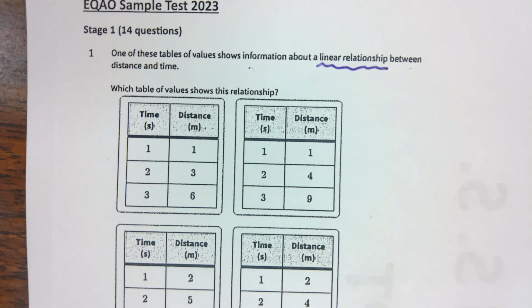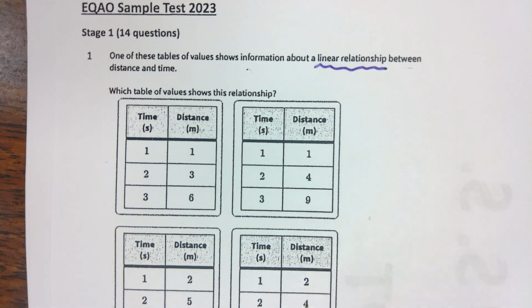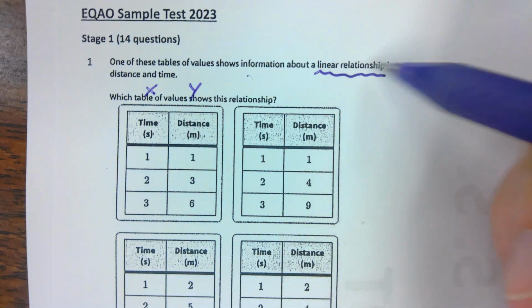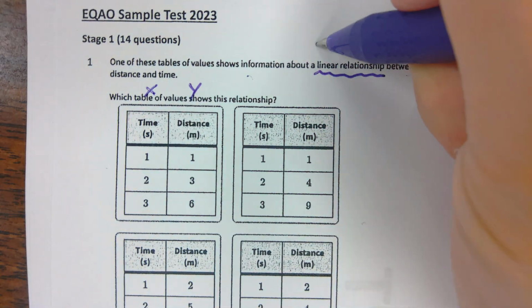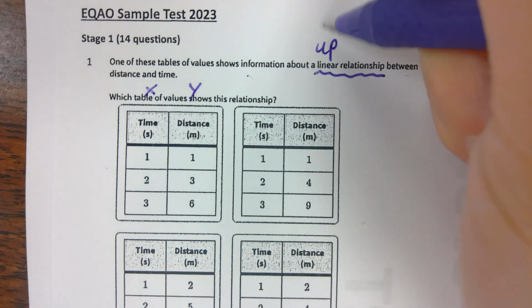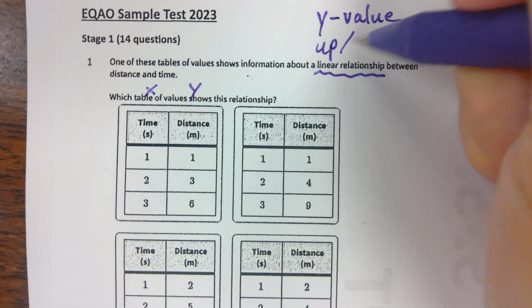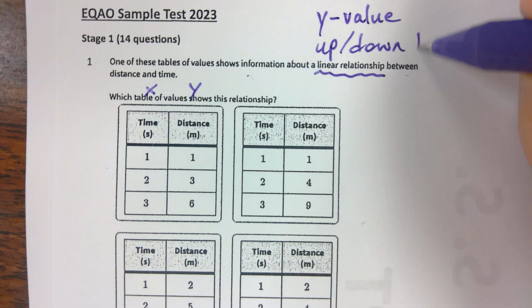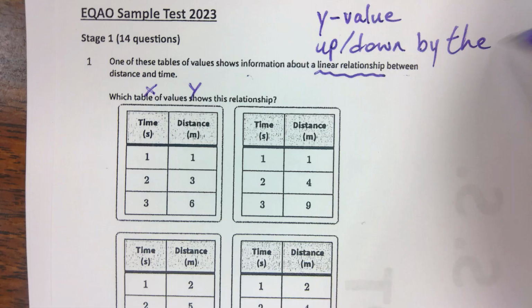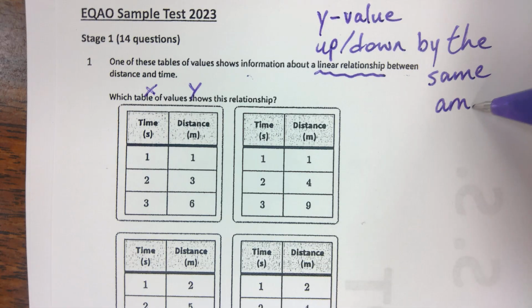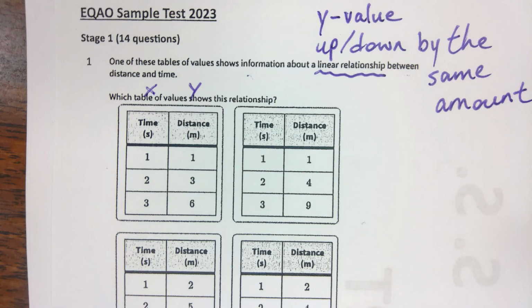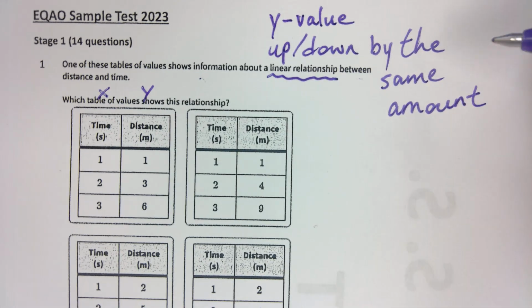So the key here is linear relation, which means that this is your x value, this is your y value, which means it's going up by the same amount. So your y value goes up or down by the same amount. Okay, so you're not looking for a pattern, you're looking for the one that goes up or down by the same amount.